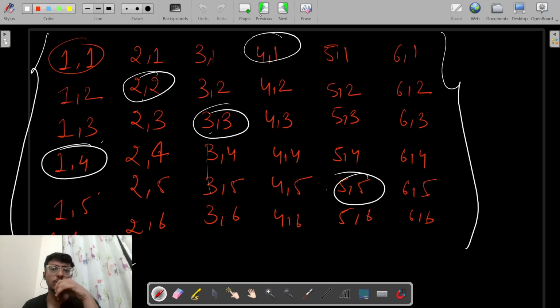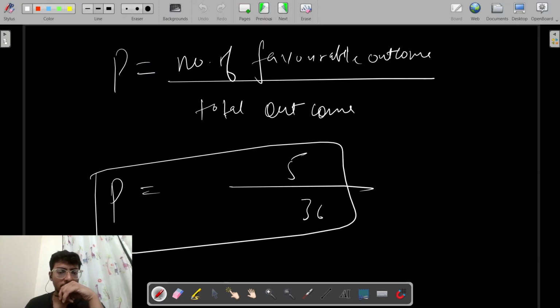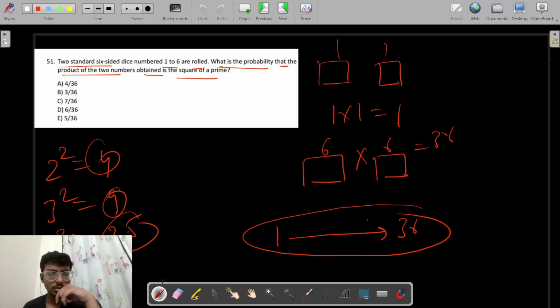So let me come back to the options and check if I'm getting 5 by 36 or not. Yeah, 5 by 36. So my correct option should be option E, which says my probability is 5 by 36.